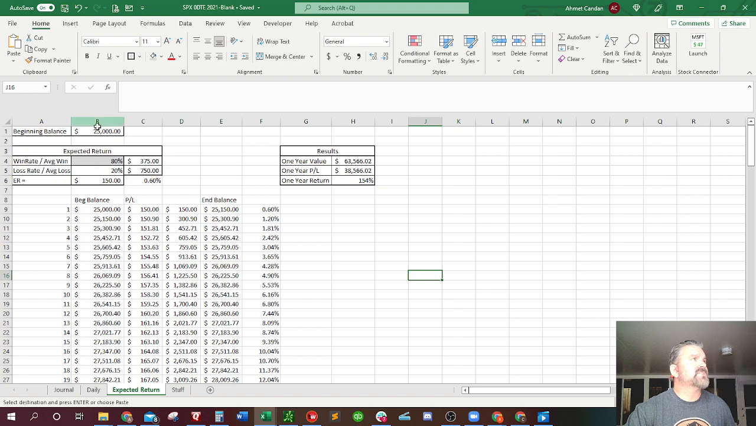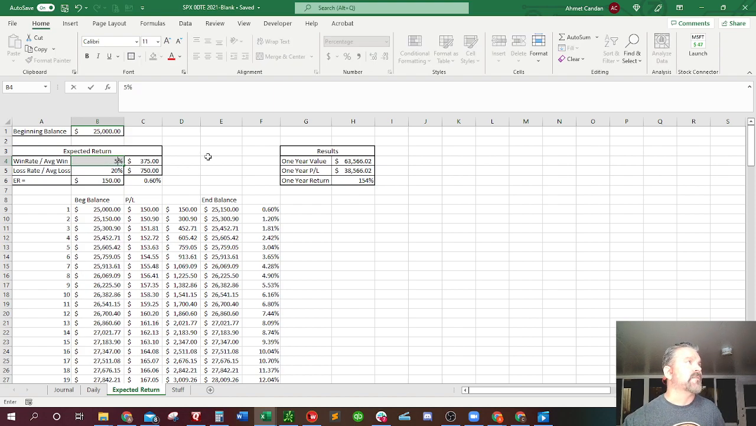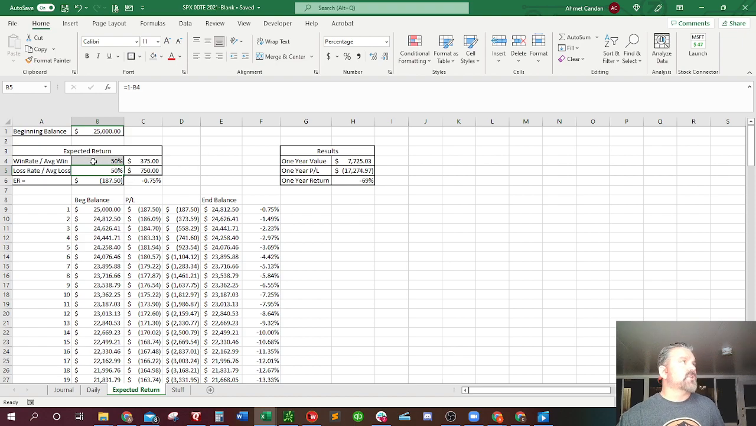So what's neat about this expected return tab is it allows you to play with numbers in a very specific way. So I made this little expected return calculator, and if you're not very familiar with expected return, this should help you. I hope this will be able to answer some of your questions. What I'm going to do is change these values to be able to better explain what's going on. So this cell right here is your win rate. This is how often you win. This cell is how often you lose. This is your average win.